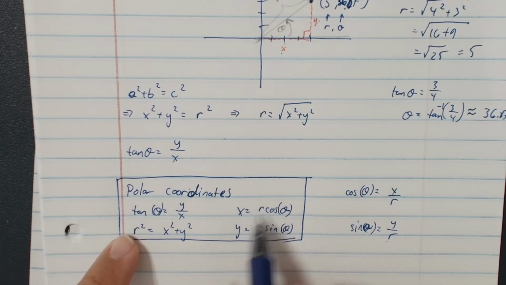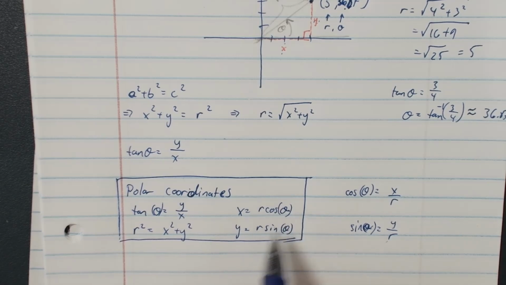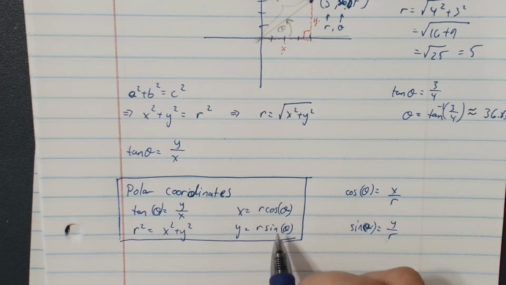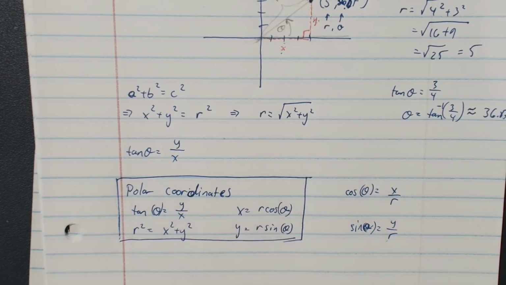Here, if you square both of these and add them together, you'll get this one. So these two will give you these automatically. All right, so at the very least, make sure you remember these, but ideally you should remember all four of them.